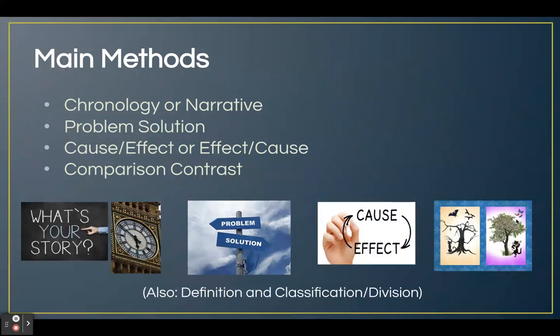So, the main methods that we're going to be using for this are chronology or narrative, which involves telling your story, usually in a historical sort of way. I was born, I was raised, I went to school, I did this as a career. So, chronology or narrative. Problem solution, finding a problem and seeking a solution for it. Cause and effect, or effect cause, and we'll talk a little bit about that. And then comparison contrast, comparing one thing to another. There's also definition as a method of development and classification division, but those don't really work for this project. So we're focusing on these 4.